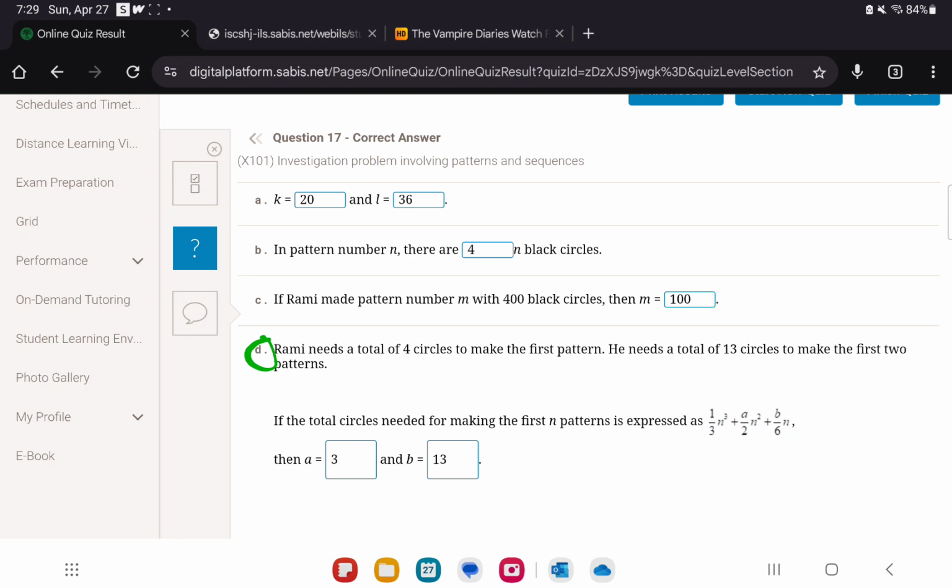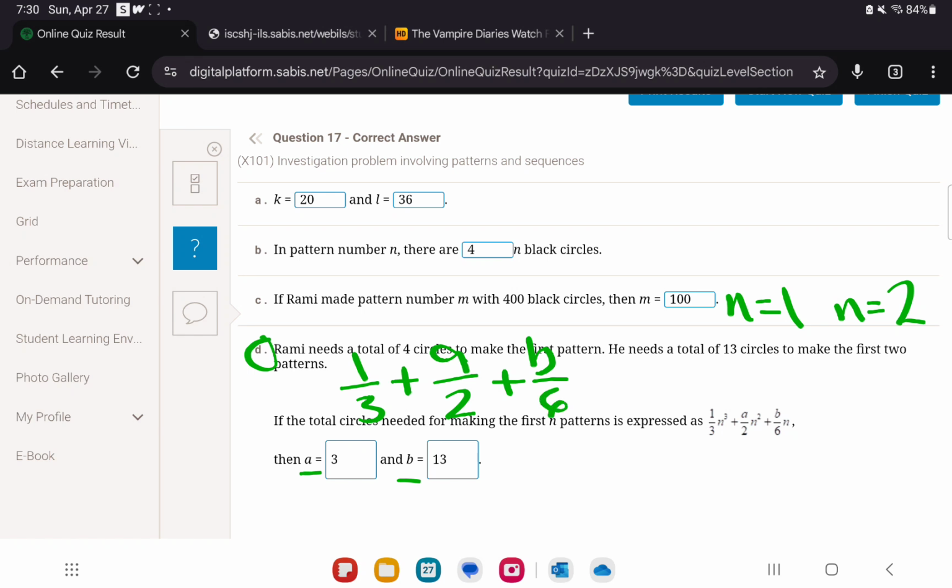So D, we use n equals 1 and n equals 2 to find numbers so we can find A and B, okay? So n minus 1, 1 over 3, 1 cubed is still 1, so it stays 1, plus A over 2, n squared, which is 1 squared, stays 1, and then B over 6, 1, which is B over 6, okay?